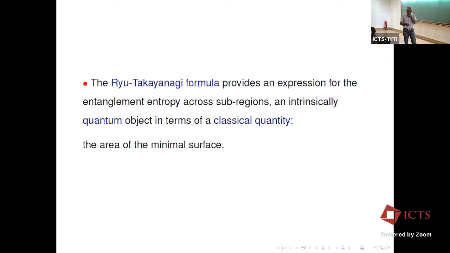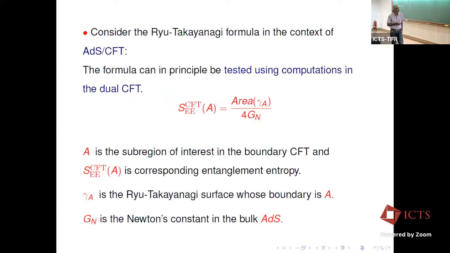As this meeting is all about, one of the central themes in this meeting is the Ryu-Takayanagi formula, and it provides an expression for the entanglement across subregions. I guess all of us know, but let me just state it: it expresses something intrinsically quantum in terms of classical quantities like the area of the minimal surface. So let's write down the formula, which in principle can be tested against a CFT calculation.